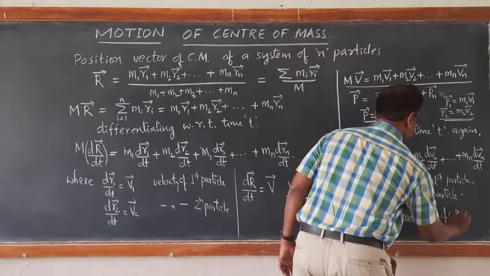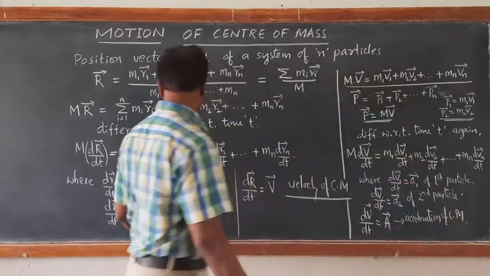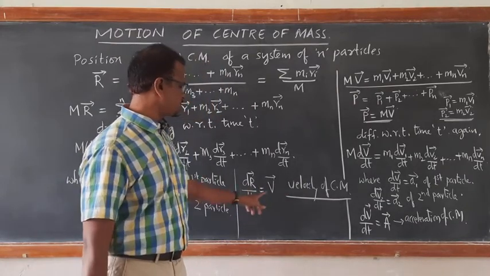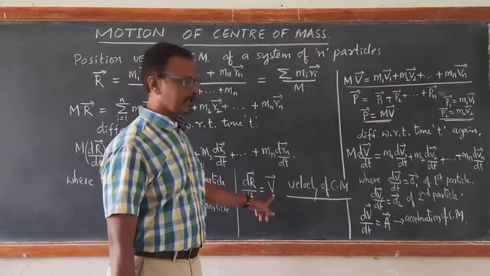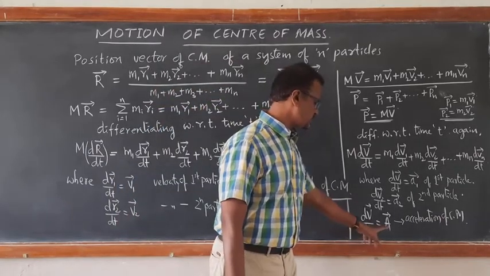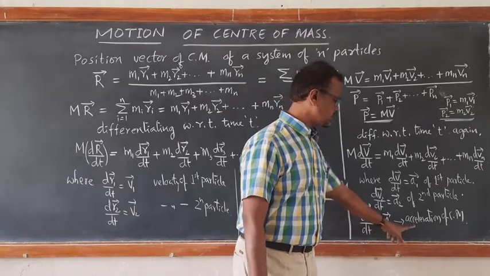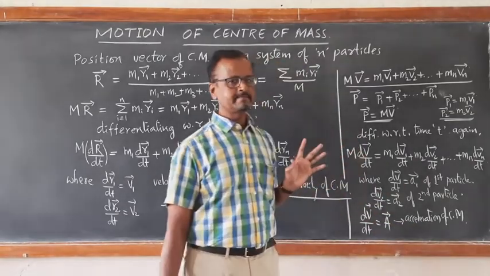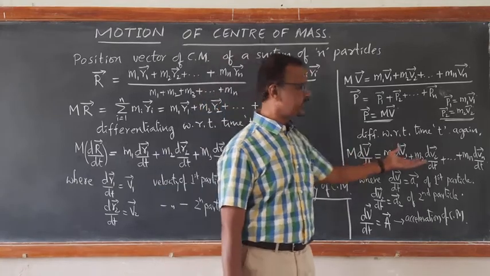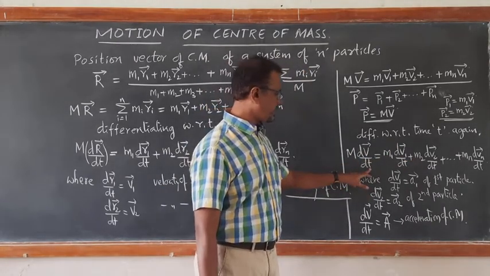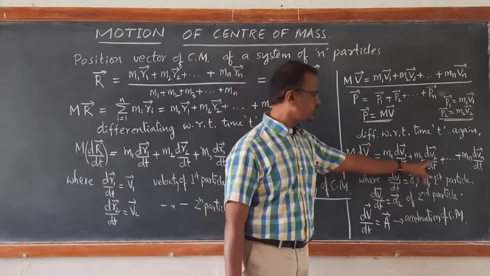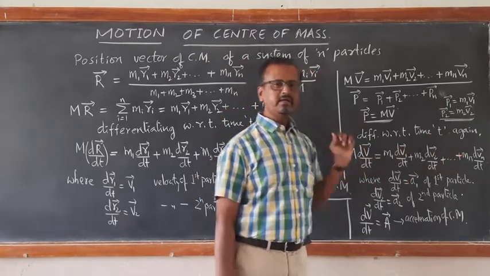As we got here, dr by dt as a velocity vector v, velocity of center of mass. In the same way, dv by dt gives us acceleration vector, that is acceleration of center of mass. Now we will summarize this. What is the meaning of this complete equation? M into A equal to M1 A1 plus M2 A2 plus and so on up to Mn An.